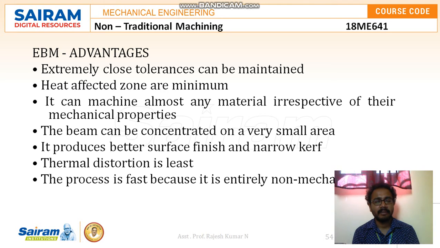overall the space requirement for this electron beam machining process is not much. So the space area is also very less, and it produces a better surface finish and narrow kerf, which is very important, and it was the major drawback in laser beam machining. So that drawback we can overcome by using electron beam machining, and the thermal distortion is least.